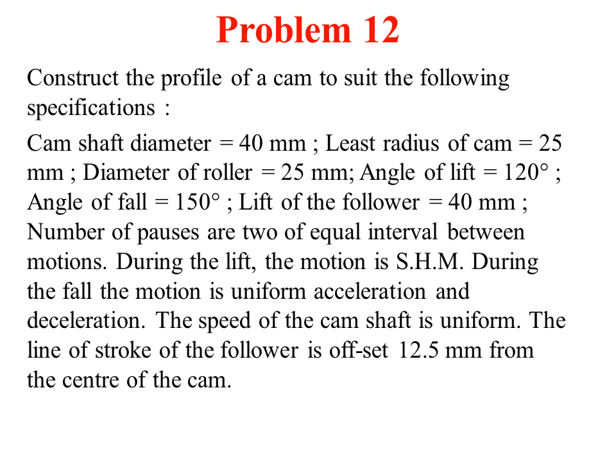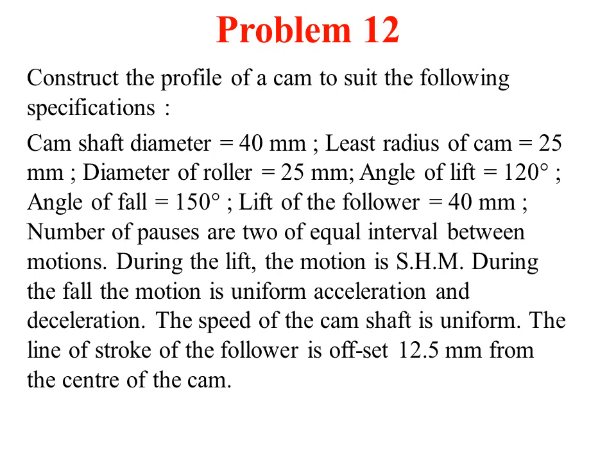Then they have mentioned angle of lift. Here the angle of lift indicates the outstroke, that is 120 degree, and they also indicated angle of fall, that is the return stroke, that is 150 degree. And they mentioned lift of the follower equals 40 mm. Here lift of the follower is indicated by symbol S, that is 40 mm height.